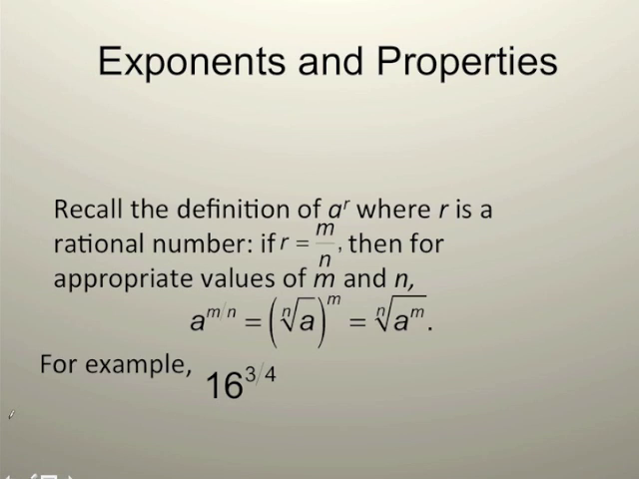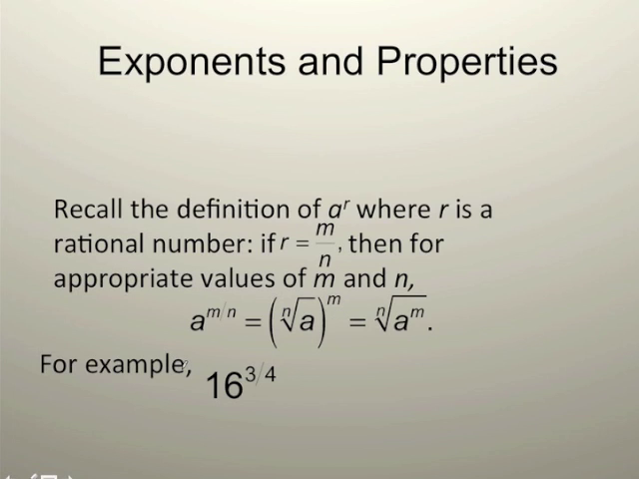We're going to talk about exponents and exponential functions today. Recalling the definition that a to the r, where r is a rational number, if r is m over n, then for appropriate values of m and n, a to the m over n is either the nth root of a, then raised to the m power, or taking the nth root of a to the m. I usually choose whichever one gives me smaller, easier numbers to work with.